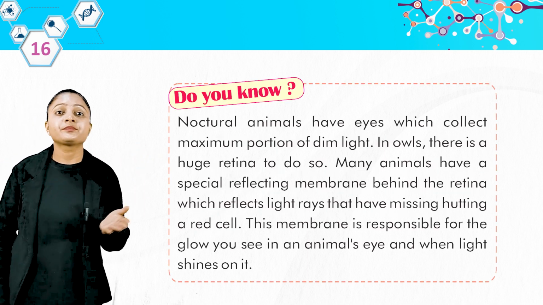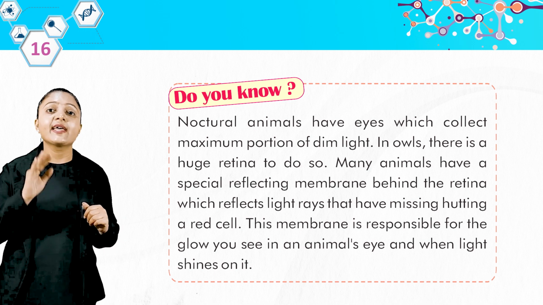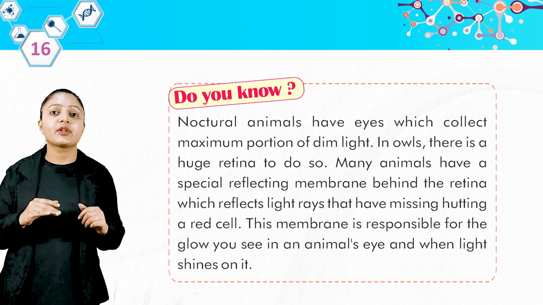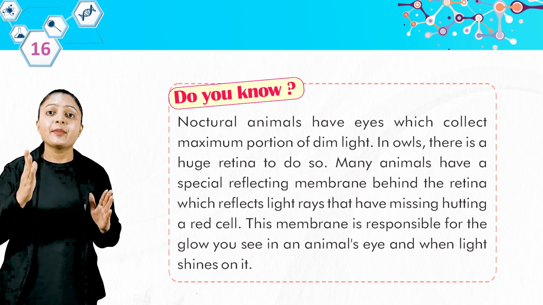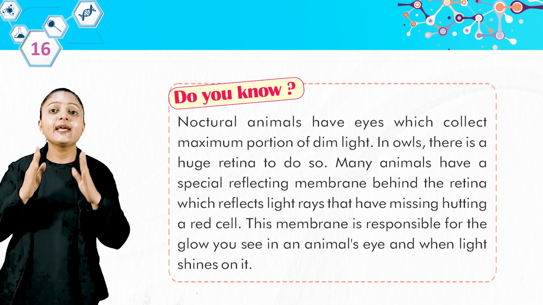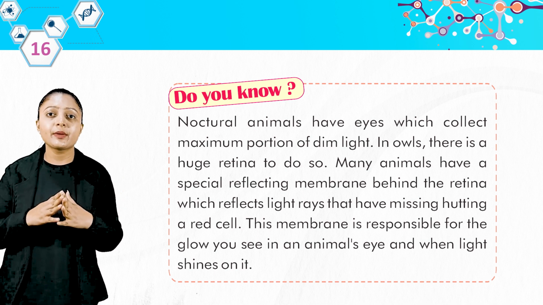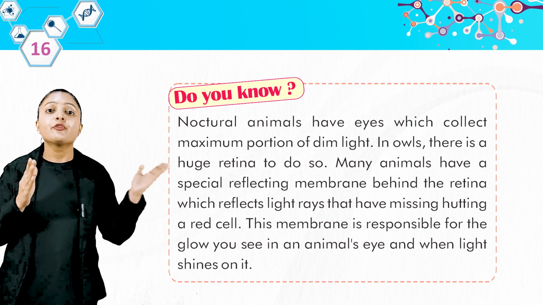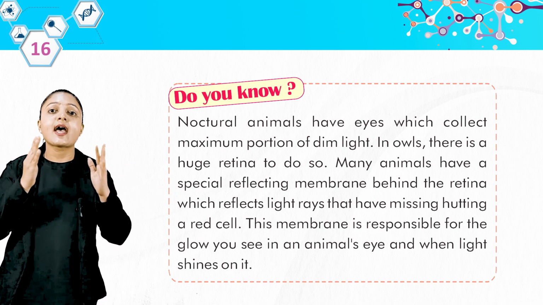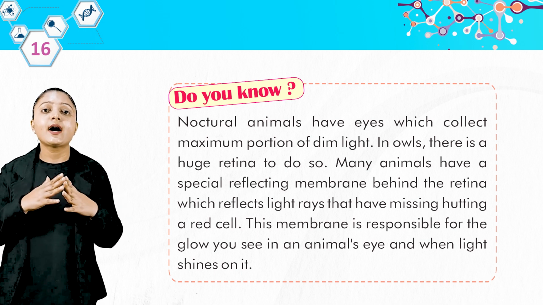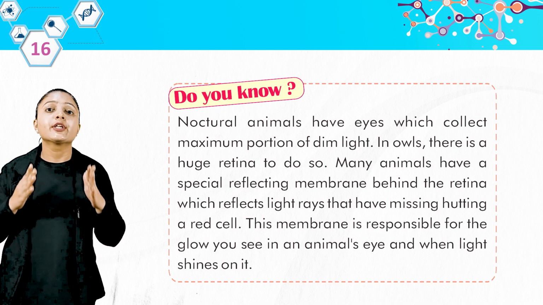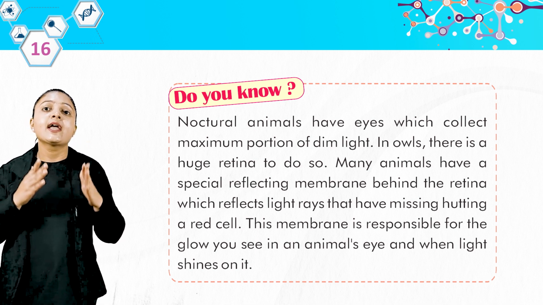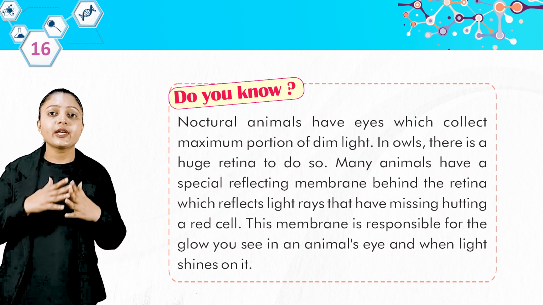Do you know? Nocturnal animals have eyes which collect maximum portion of dim light. In owls, there is a huge retina to do so. Many animals have a special reflecting membrane behind the retina which reflects the light rays that have missed hitting a retinal cell. This membrane is responsible for the glow you see in an animal's eye when light shines on it.